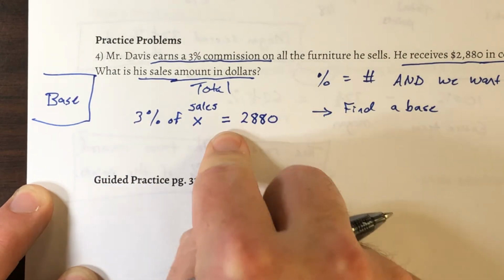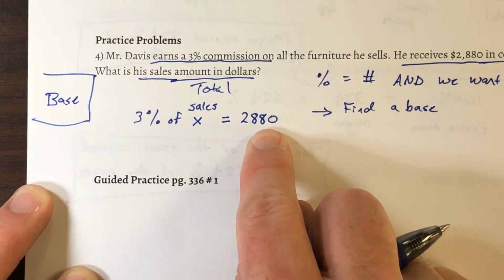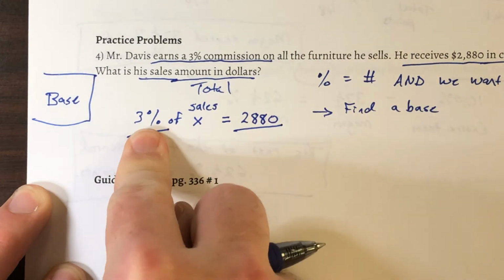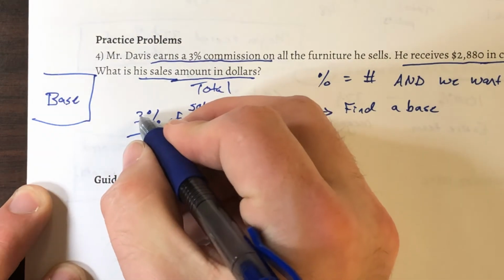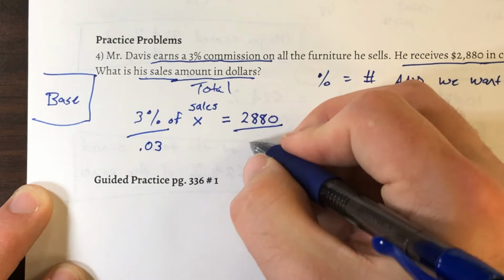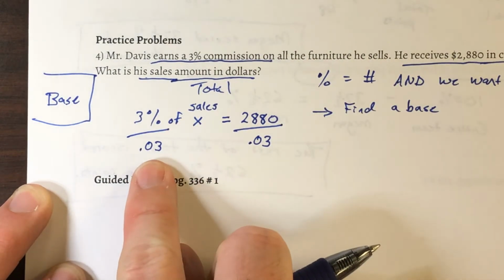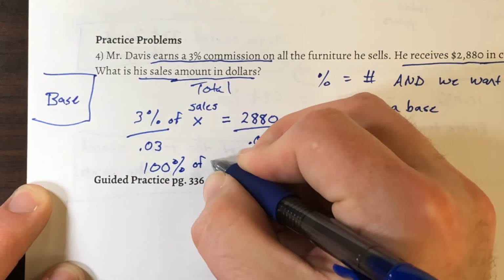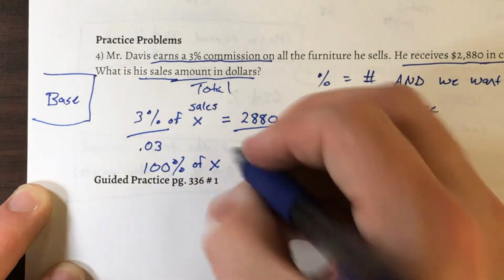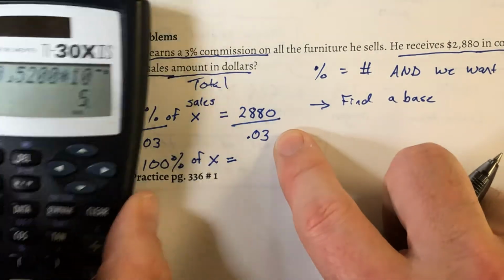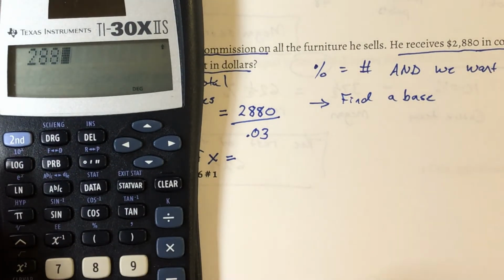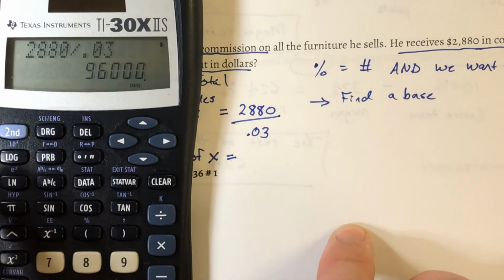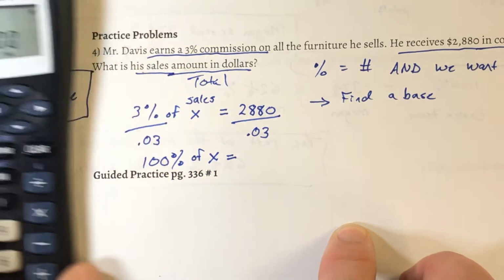Again, 3% is equal to $2,880. So what do we do? We are going to divide by the percentage in decimal form. So 3% as a decimal is 0.03. All right, 3% divided by 0.03 is going to be 100%. It always works out that way. So 100% of all the sales, that's what X stands for, is equal to, let's do that to get our answer, $2,880 divided by, well, technically 3%, but 0.03, we get $96,000.